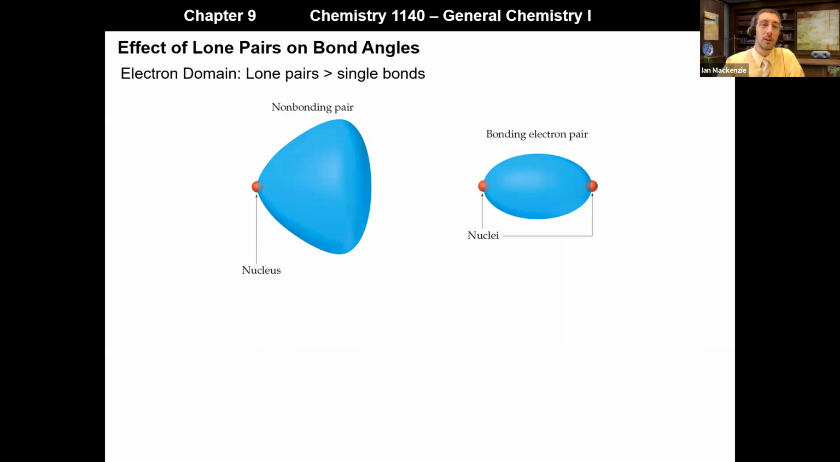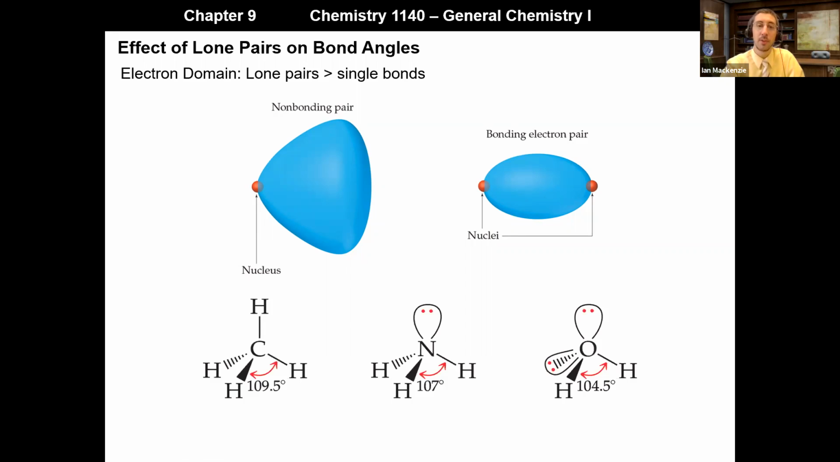So if we look here, if we have a nucleus and we drew the space occupied by a non-bonding pair or a lone pair compared to the space occupied by a bonding electron pair, which is shared between 2 nuclei, we can see that the lone pair occupies a larger region of space. And as a result, it exerts a larger influence on its surrounding electron domains. The net result of this is the compression of adjacent bond angles that are adjacent to lone pairs.